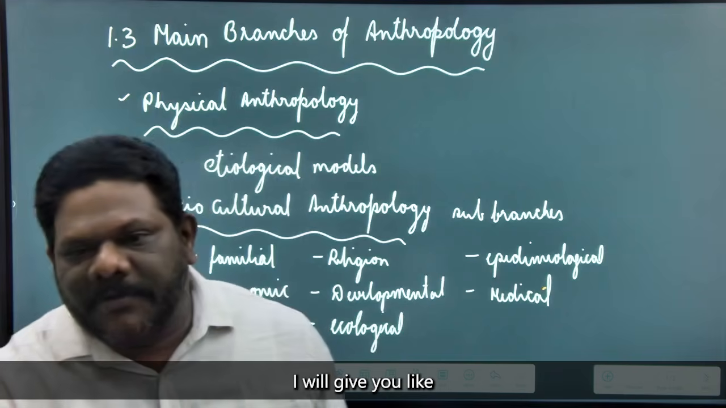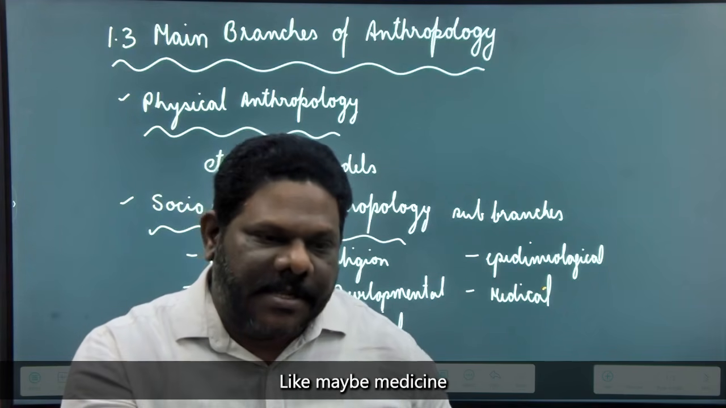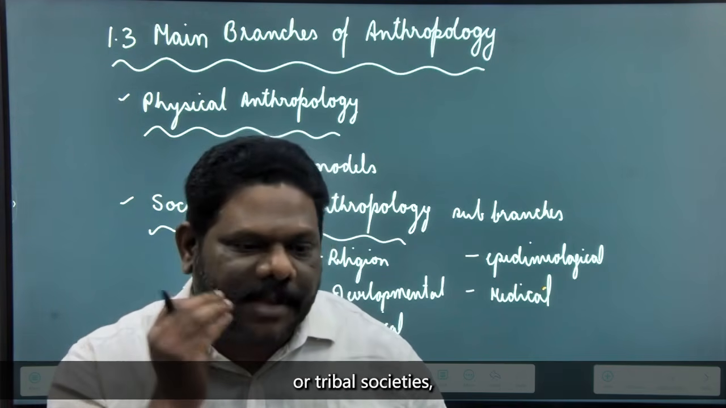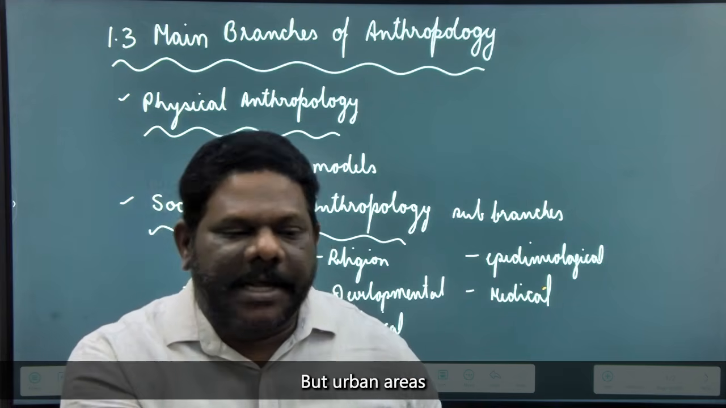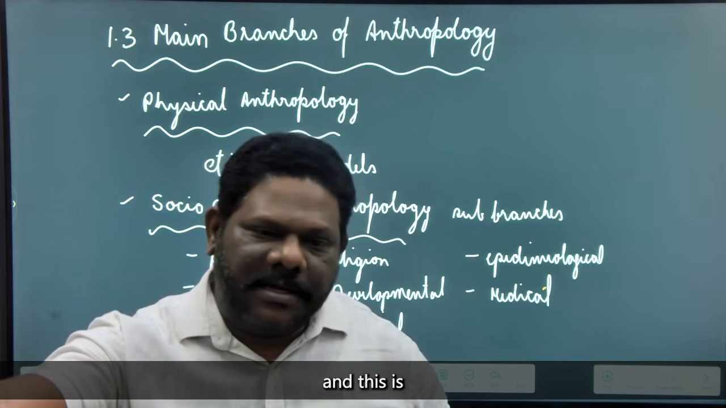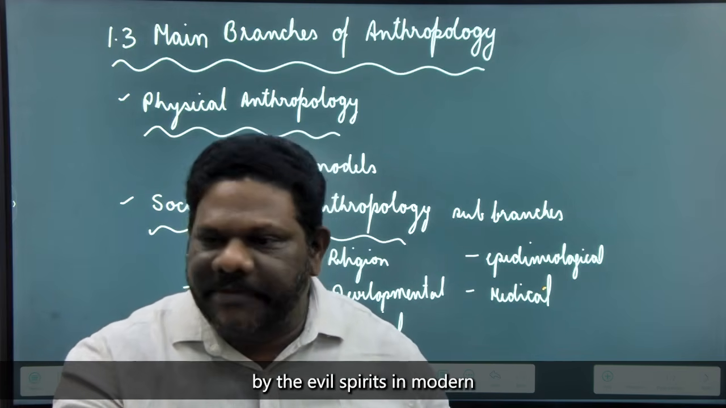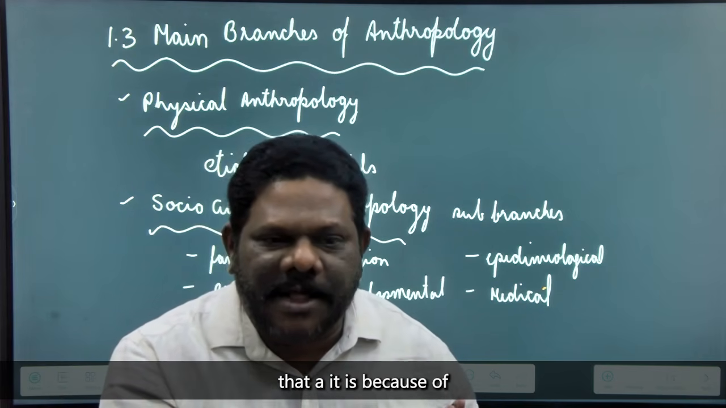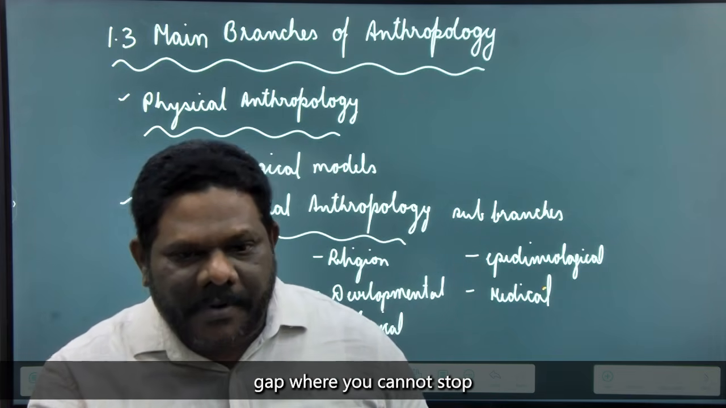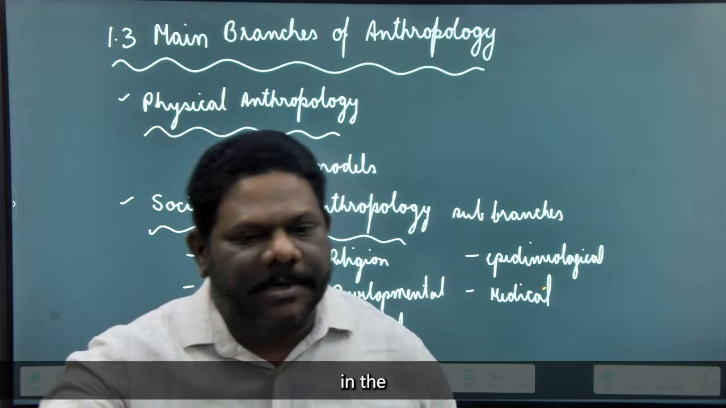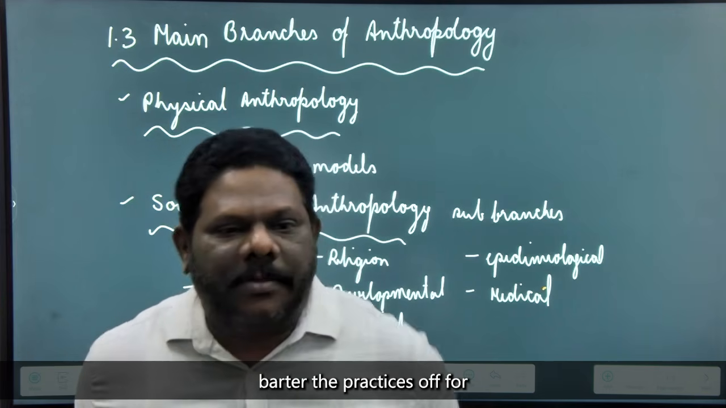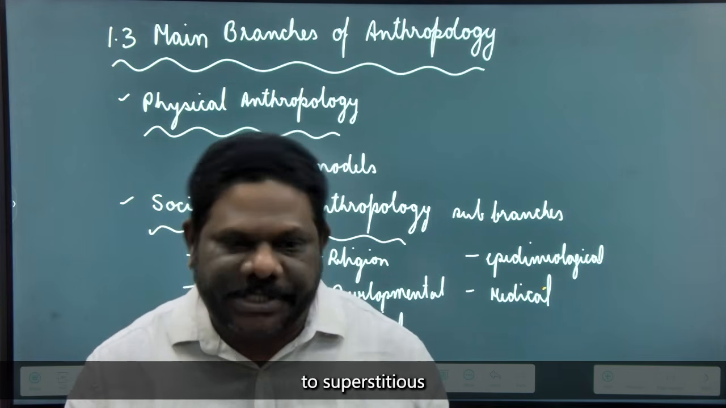Maybe one example I'll give you: take medical anthropology, or medicine. The primitive people, in simple societies or tribal societies, even some rural areas, may be resorting to some kind of superstitious beliefs. But urban areas and modern societies believe in the established medical system, isn't it? They think that a disease is caused by supernatural beings or evil spirits, while modern societies consider that it is because of pathogens or lifestyle-related disorders. So because of this gap, you cannot implement the modern medical system in tribal areas. And obviously modern people will not borrow the practices of tribal people when it comes to superstitious beliefs, isn't it?